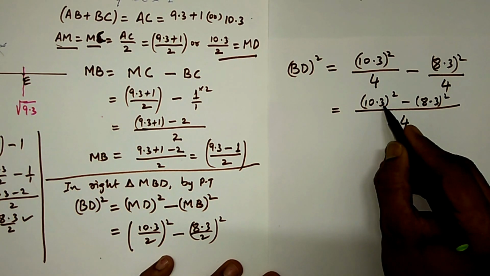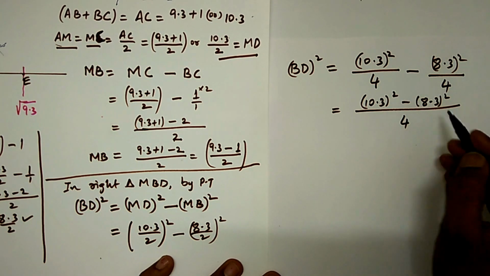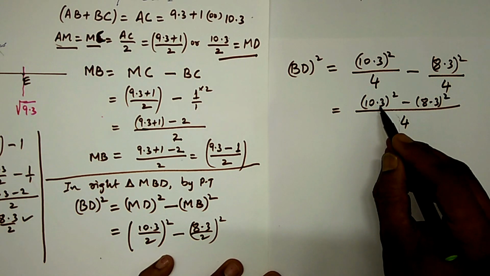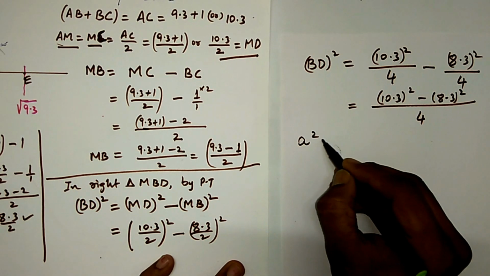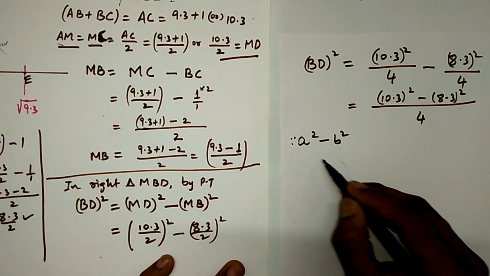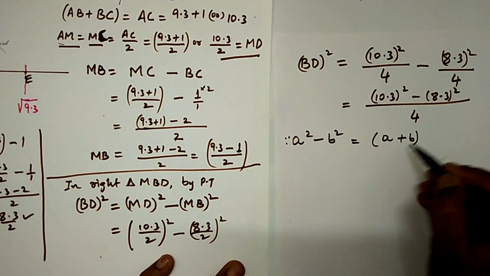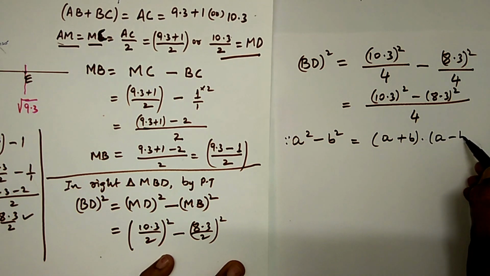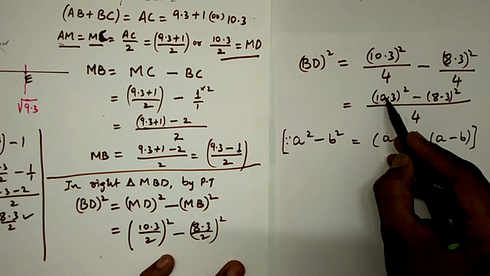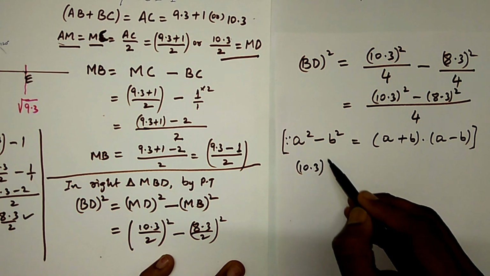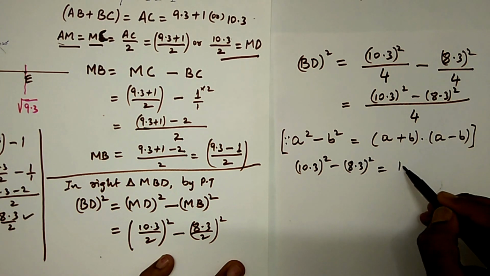How to find 10.3 square? You know. How to find 8.3 square? That also you know. Either you do finding 10.3 square, from that subtracting 8.3 square, or I will use A square minus B square identity. What does the A square minus B square identity say? It is the sum of A and B multiplied by the difference of A and B. So, if I use this identity, this 10.3 square minus this 8.3 square can be done similarly.